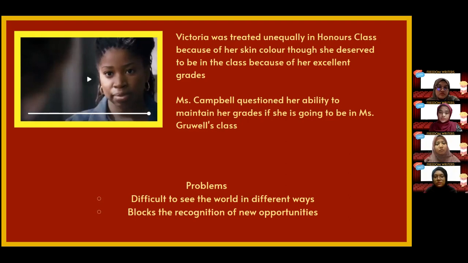There are consequences of applying a mental model bluntly: it will be difficult to see the world in different ways, and it blocks the recognition of new opportunities. Miss Campbell was unable to recognize any chance or opportunity that Miss Gruwell's students or non-white students could be high achieving and help the school to produce more diversely excellent students. Next.